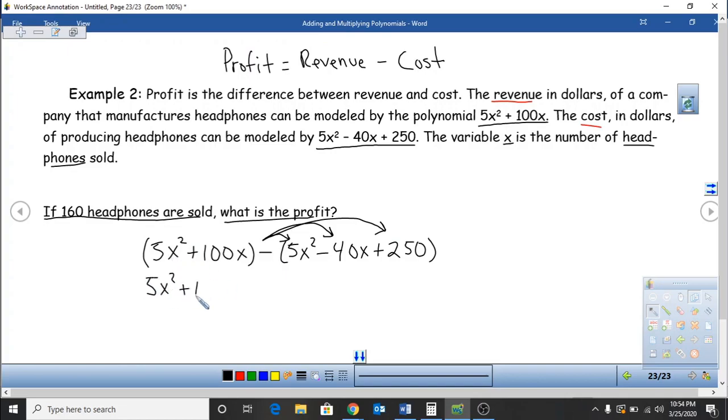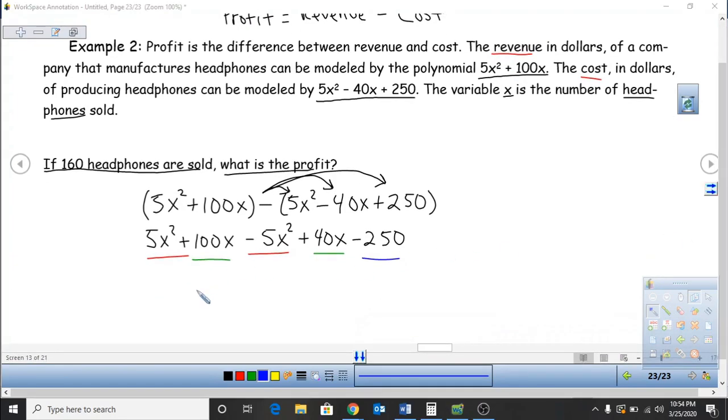So if I have 5x squared, I'm going to rewrite this as 5x squared plus 100x, because this doesn't change because there's no symbol in the front. But this is going to change to minus 5x squared plus 40x, and then minus 250. All right. So I'm going to underline my terms, and I'm going to underline the like terms. So x squared with x squared, x's with x, and then a number by itself.